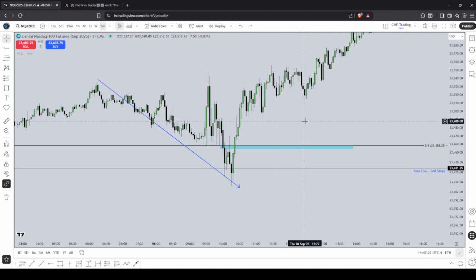On the 3-minute time frame, you see this is a bearish fair value gap right here. Let's mark it out in red to signify that this is a bearish fair value gap. Right here, this is your bullish fair value gap.